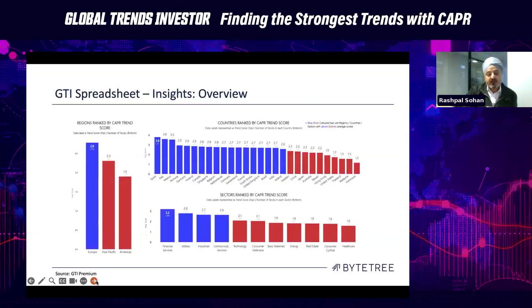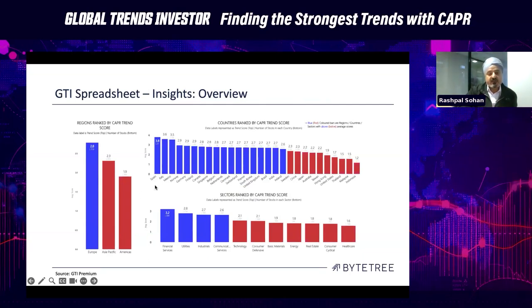We also have another slide which summarizes all of this in one picture. Starting on the left, we have the average stock ranking across the regions. The blue means the score is above the average, which is 2.8. The reds mean it's below the average. So currently Europe is very strong and Asia Pacific and Americas are weak or weaker. At the top right-hand side, we've broken down the regions in terms of countries. Again, the color coding is the same. Blue means above average score, and red means below average.